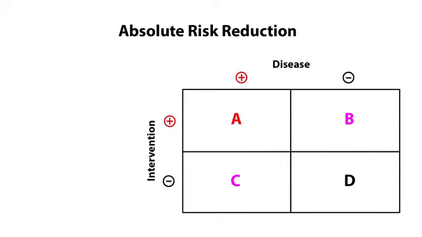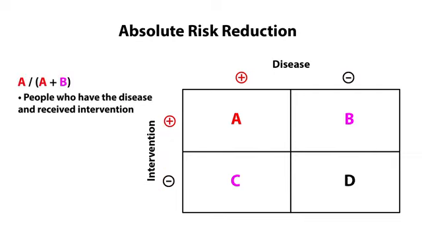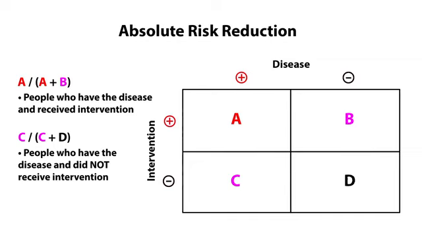The absolute risk reduction equation looks a lot like the equation for attributable risk, but instead of looking at how much a risk factor increases the risk for disease, we're looking at how much a beneficial intervention will decrease the risk of the disease. In other words, A over A plus B becomes the proportion of people who have a disease from amongst all of those who receive the intervention, like a study drug. C over C plus D becomes the proportion of people with a disease out of the entire population that did not receive the intervention or study drug.